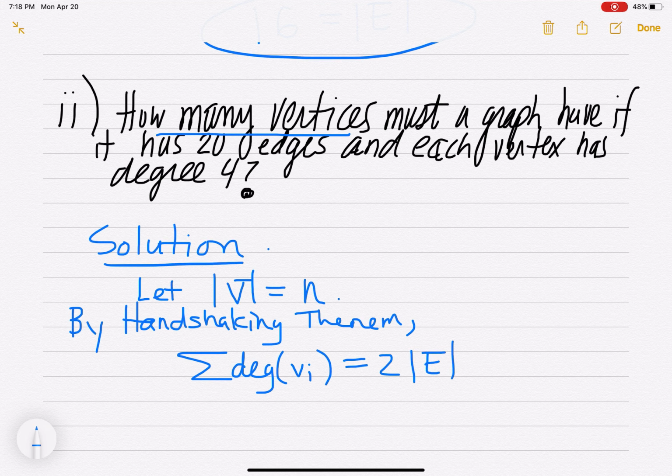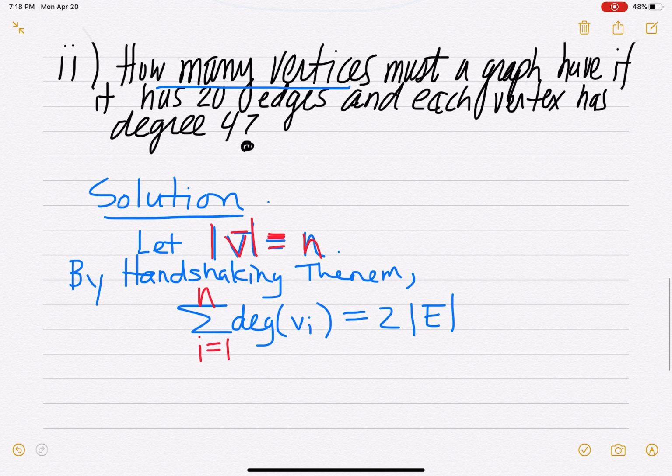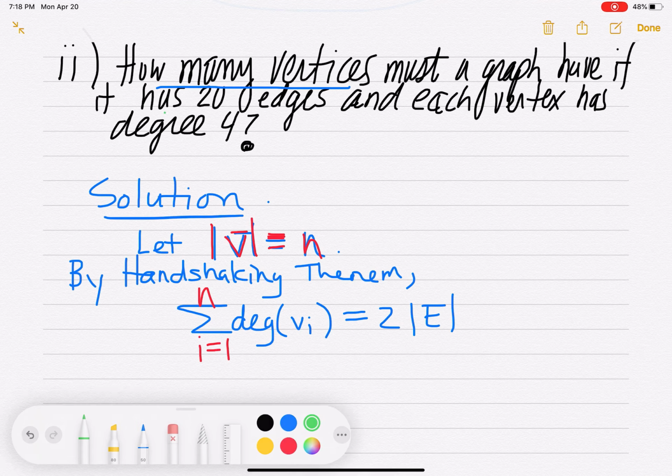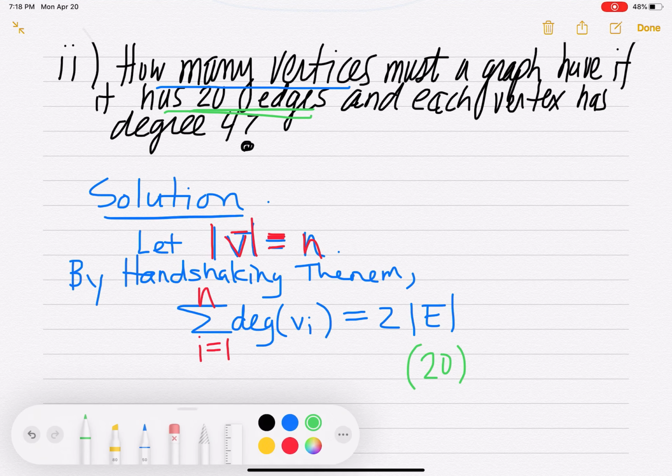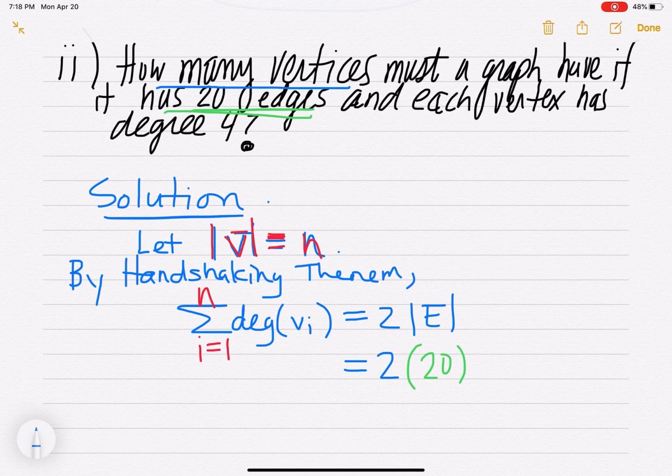We don't know how many vertices there are, right? The number of vertices here we're calling n. So for our counter we're going to start from i equals 1 and go up to n. All right, now what else do we know? We know there are 20 edges. So on the right-hand side, I'm going to replace this cardinality of E with 20. It's going to give me 2 times 20 on the right-hand side.